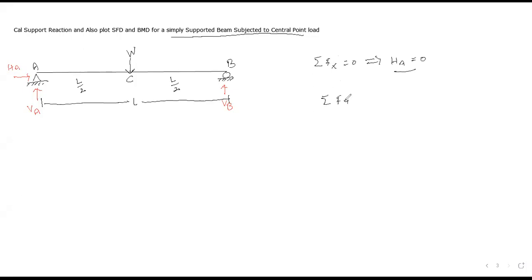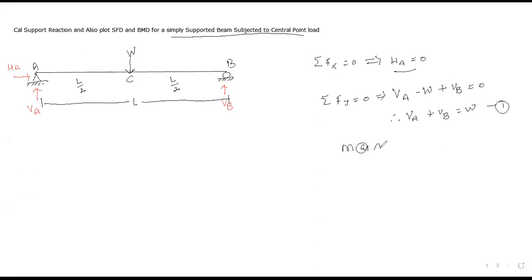Sigma Fy equal to 0, the algebraic summation of all forces in the y direction. Upward force is positive, downward force is negative. Plus VA minus W plus VB should be equal to 0. So I will get VA plus VB equal to W. Equation number 1.